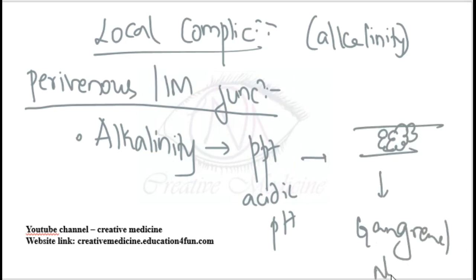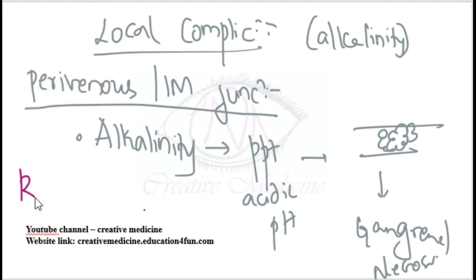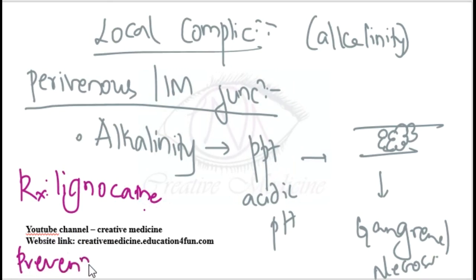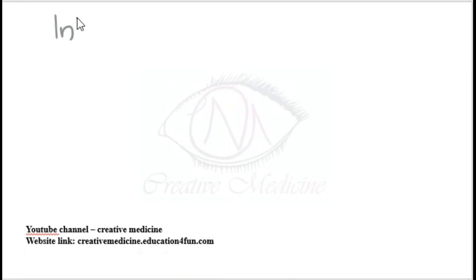So treatment of perivenous or intramuscular injection is by injecting lignocaine. Treatment is injection lignocaine. Prevention: for preventing this local necrosis or gangrene formation, you should inject the thiopentone sodium slowly, and it should be injected as a 2.5% solution.